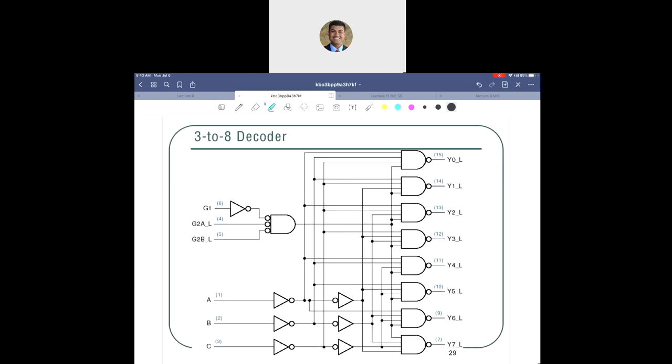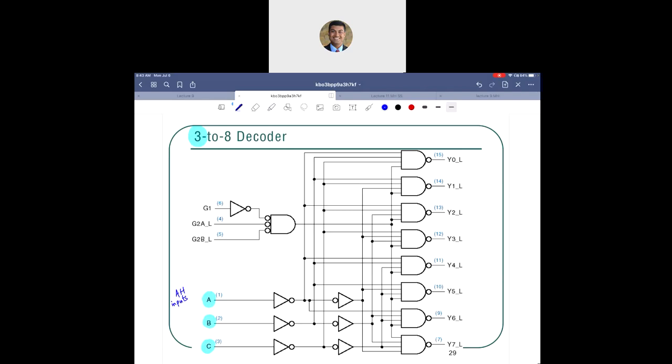Now we are going to move on to the next higher level decoder, which is the 3 to 8 decoder. Three inputs. Where are they? 1, 2, 3. These are going to be active high inputs. All inputs are active high. Why? Because I don't see A underscore L. I don't see B underscore L. I don't see C underscore L. I see A, B, C. So the naming convention tells me that it is an active high input case.